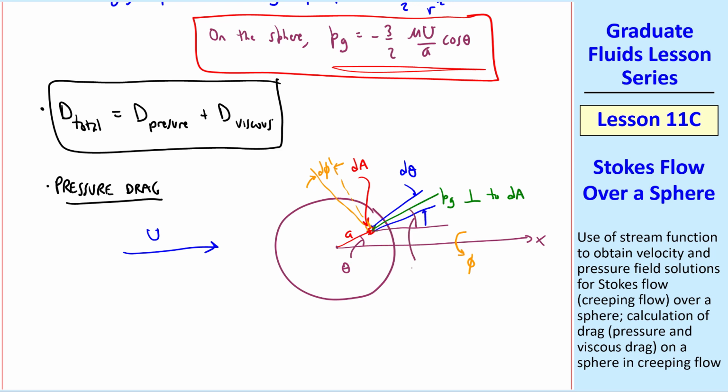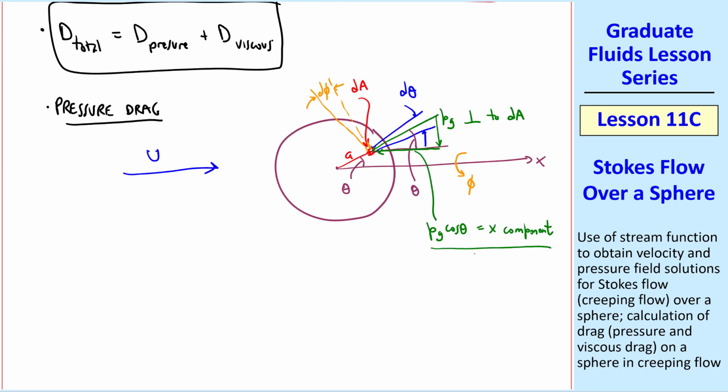This angle is also theta, so this component of pressure in the x direction is Pg cosine theta. To get the pressure drag, therefore, we must integrate this x component of pressure over the entire surface of the sphere. Mathematically, the pressure drag is the area integral of Pg cosine theta dA, but since it's pointing in the negative x direction, we must add a negative sign.